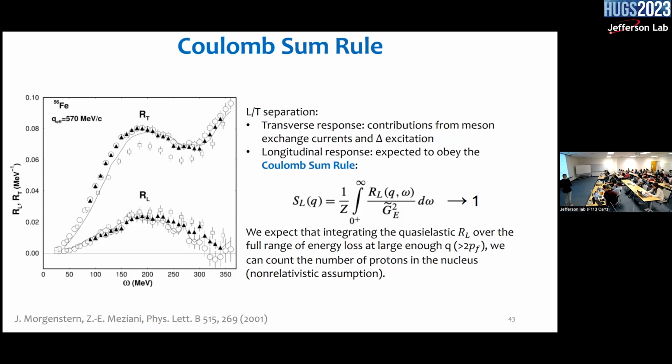And so we would expect that integrating the quasi-elastic here anyways, we should basically be counting the number of protons in the nucleus. And so these are kind of some of the data that they take, right, for an LT separation. So you have the longitudinal and the transverse, and then you can integrate it. So that's what we're doing, is we're integrating it. And you should be getting back the proton charge.